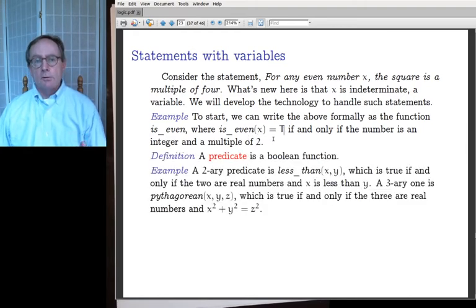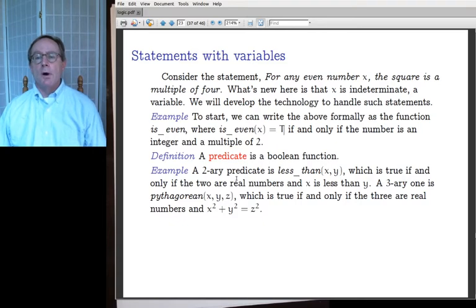In mathematical jargon, you usually don't say Boolean function, you say predicate. So a predicate is just a Boolean function. It's what you're familiar with. It takes in one or more inputs, and it gives an output of either T or F. So a predicate is a Boolean function.